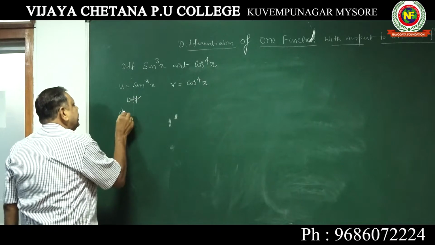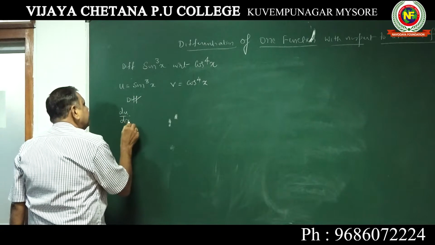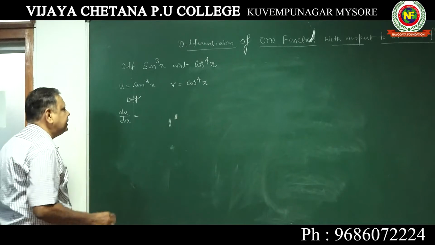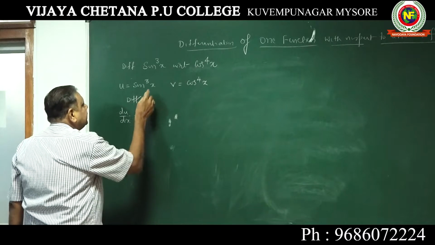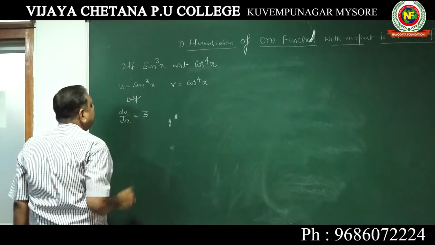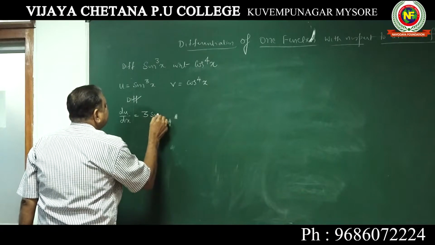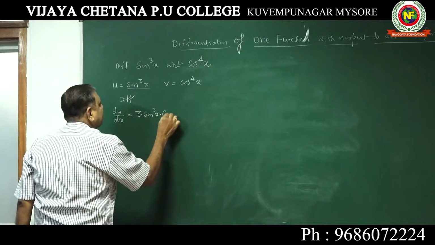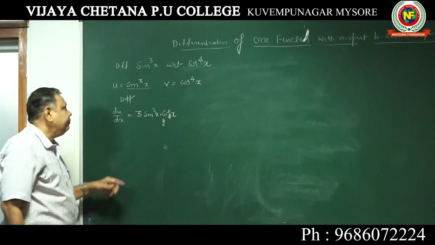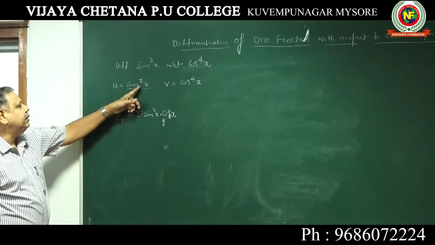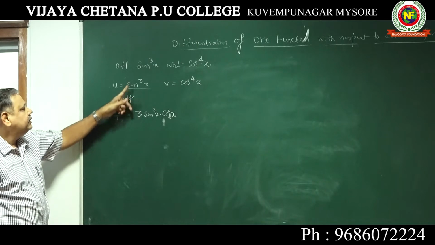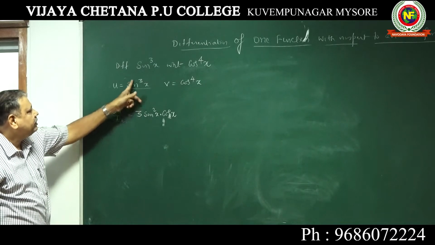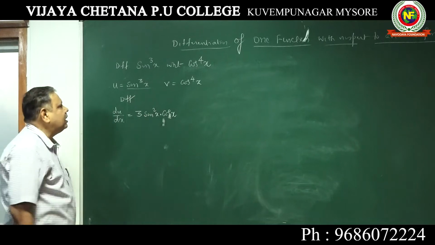So du by dx is equal to 3, put sin x as p, p cube, 3p square. That is 3 sin square x into the differential coefficient of sin x, which is cos x. Again, I will explain: sin x as p, p cube, 3p square, 3 sin square x into the differential coefficient of sin x, cos x.